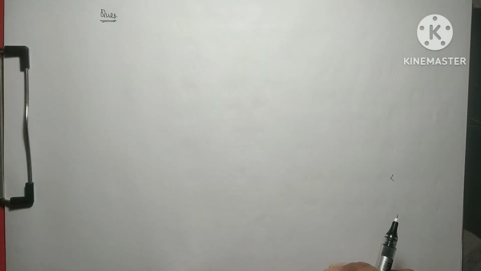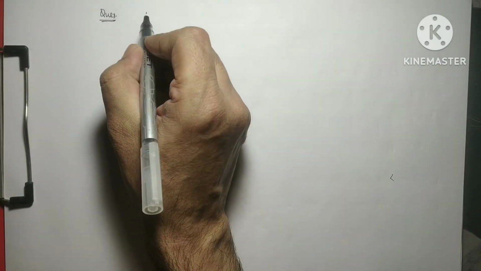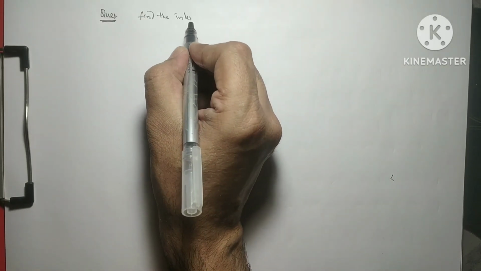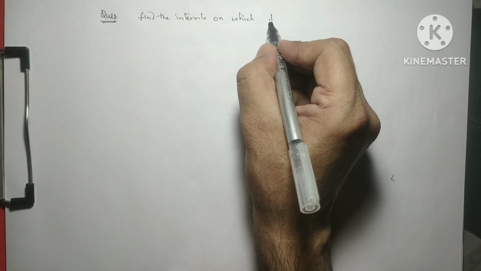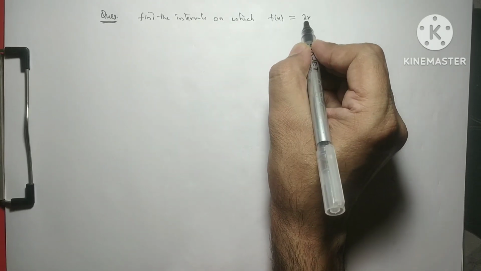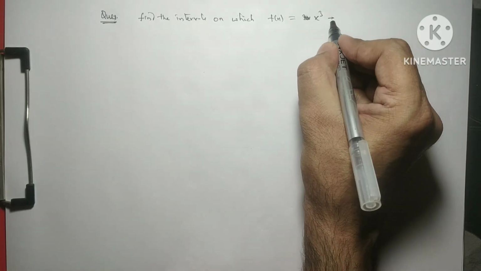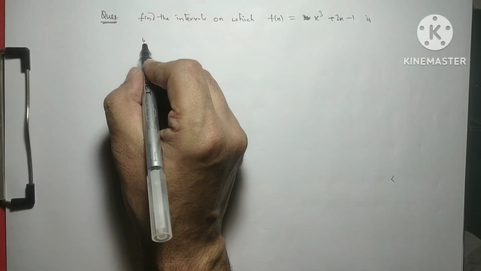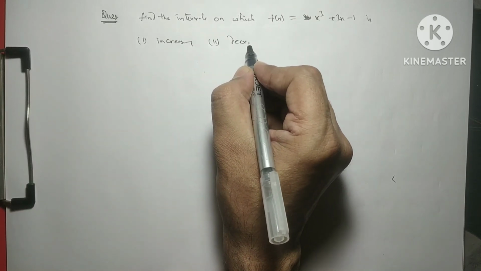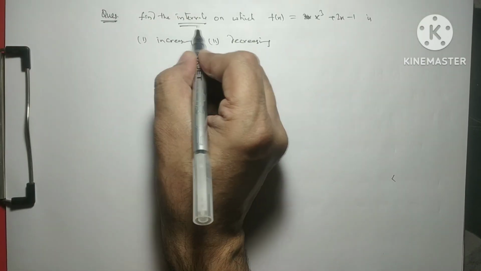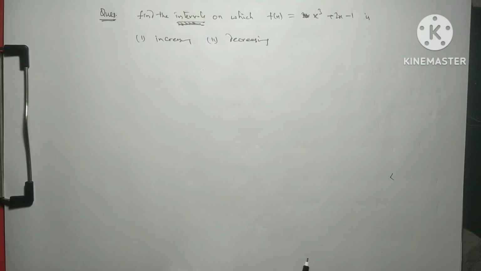So we have a question: find the intervals on which the function f(x) equals x cube plus 2x square minus 1 is, number 1, increasing and number 2, decreasing. So we will focus on intervals.